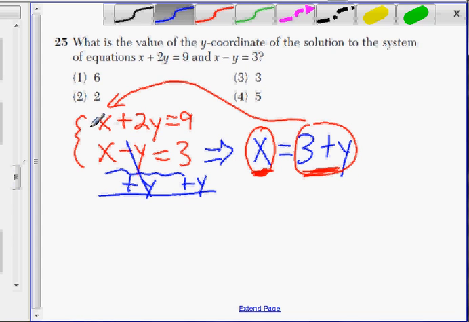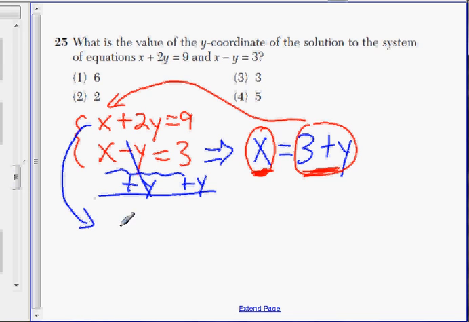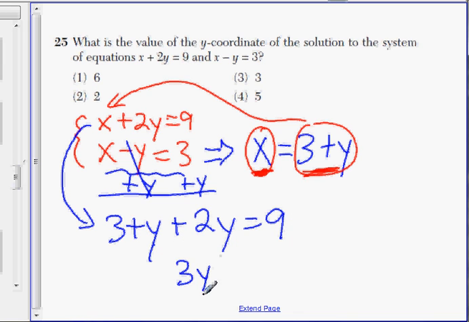So I'm going to rewrite the first equation. It's going to be 3 plus y, I'm replacing x, plus 2y equals 9. Right, now we can solve it out. There's no more x, there's only y. We can combine the like terms and solve for y. Well, y plus 2y, that's 3y.